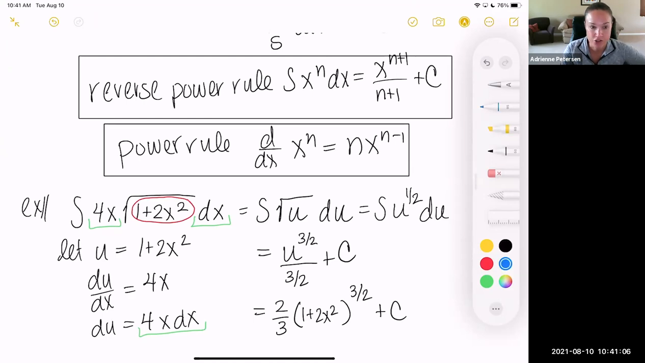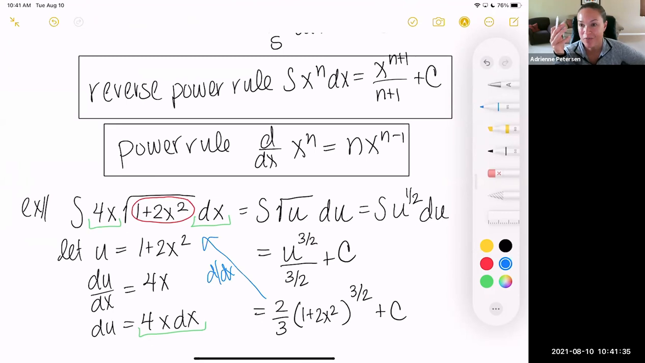Now remember, if you want to check this, you can always take the derivative of your answer and you should get the integrand. So you can picture when we take the derivative, we apply the power rule. We would take that 3/2 and bring it down in front. The 3/2 times the 2/3, both cancel each other out. So we'd get 1 plus 2x squared to the 1/2 times the derivative of the inside, which would be that 4x. Okay, so that works out perfectly.